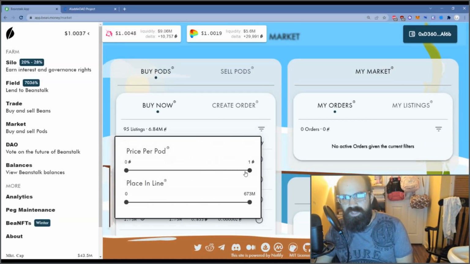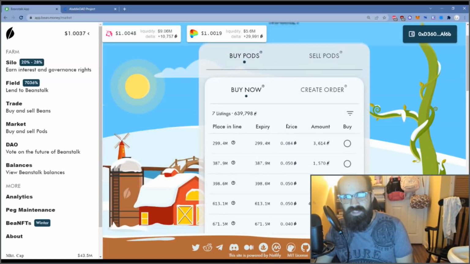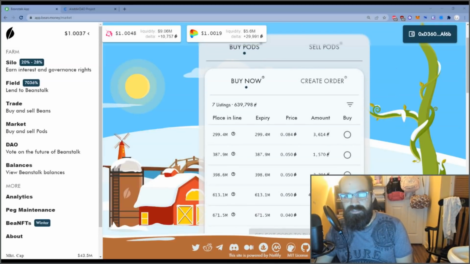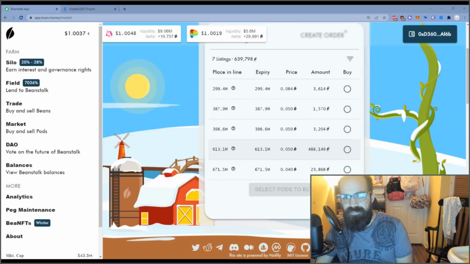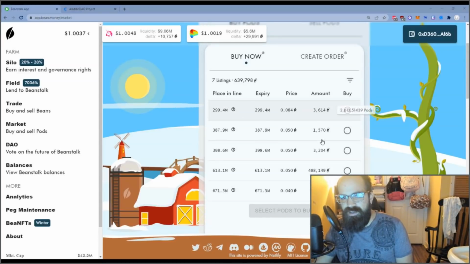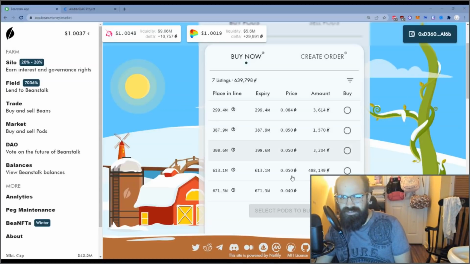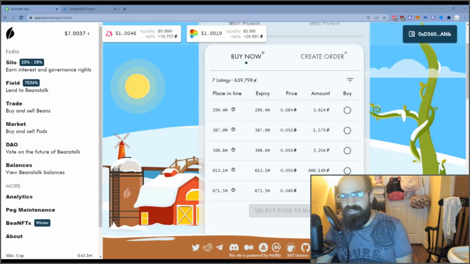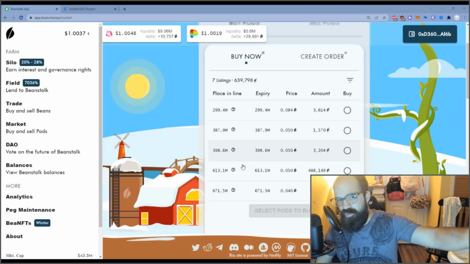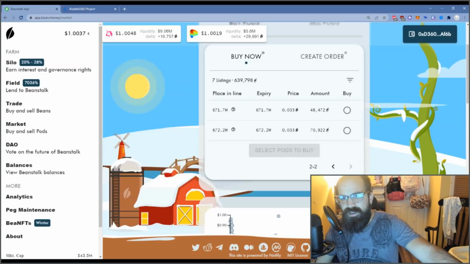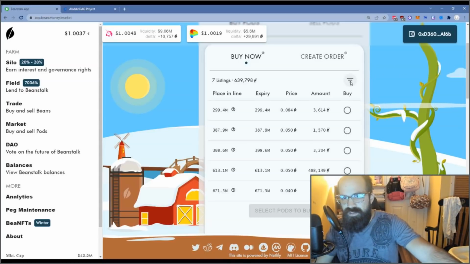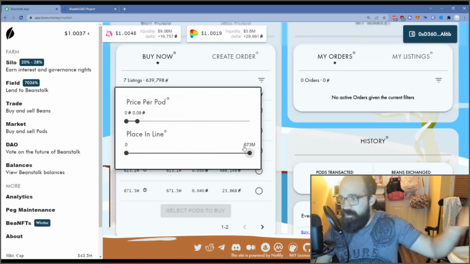You can look at price per pod, like maybe you want pods under 10 cents. And there are plenty of pods under 10 cents, 2 pages, right? You can buy thousands of pods for under 10 cents each, which is pretty great. And these are super, super far down in line. But you can buy them if you want, and then you can flip them, you can sell them.